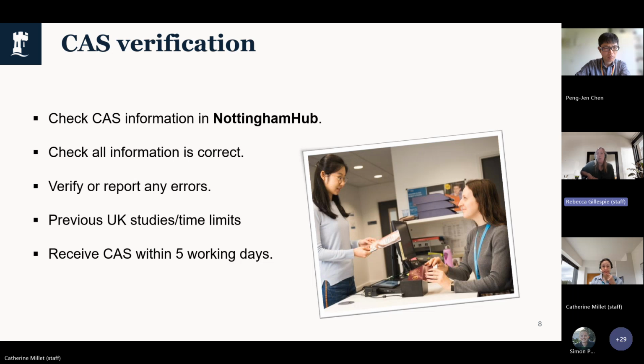It's important that you check all of the details are correct. You will have the opportunity to verify or to report any errors. You'll be asked to confirm if your time studying in the UK will exceed 5 years. Please note this only includes courses at degree level or above. Once you have verified that your CAS details are correct, you should receive your CAS within 5 working days.